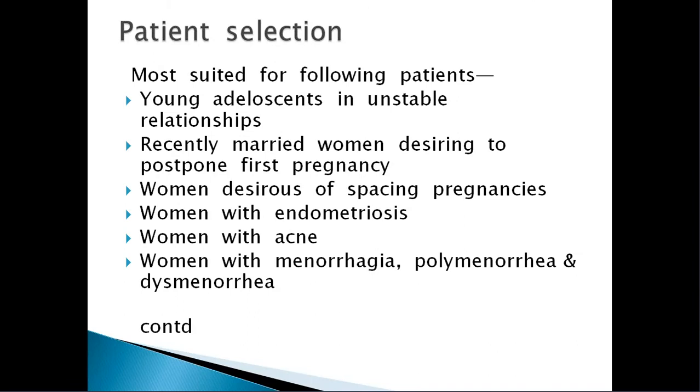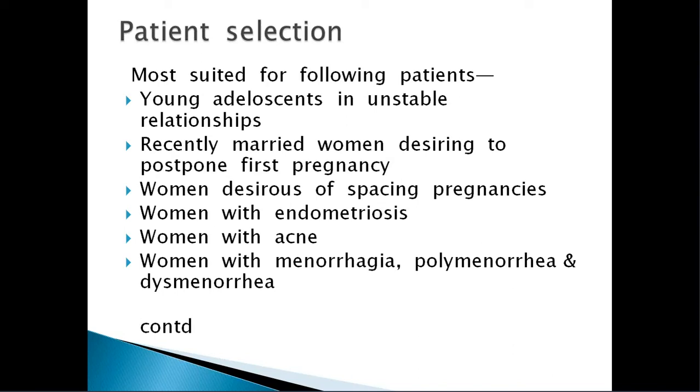So, you know which patient you can prescribe to and which patient you cannot. How will you select which patient you are going to prescribe for? The most suited are young adolescents who are in unstable relationships. Then recently married women who want to avoid the first pregnancy; because they are recently married and nulliparous, we do not insert an IUCD. We usually avoid IUCD. Last class I told you that. Then natural methods are not that dependable, and barrier methods they are not willing to use. Such a couple you can advise OC pills.